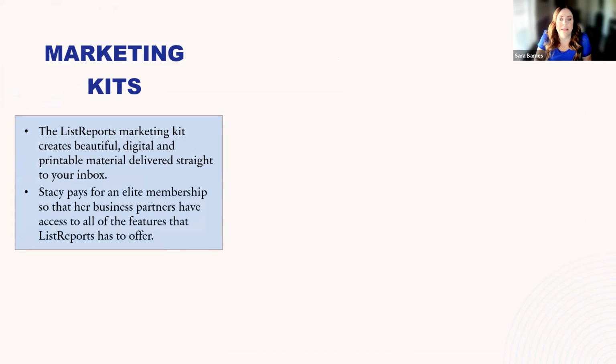So let's go over these. Like I said, I want to start off with the marketing kit. The ListReports marketing kit creates beautiful digital, printable material delivered straight to your inbox. And Stacy pays for an elite membership so that her business partners have access to all the features that ListReports has to offer. If you were to pair with another lender that is not paying for an elite membership, you will not get 100% access to anything. So Stacy does that for her partners.